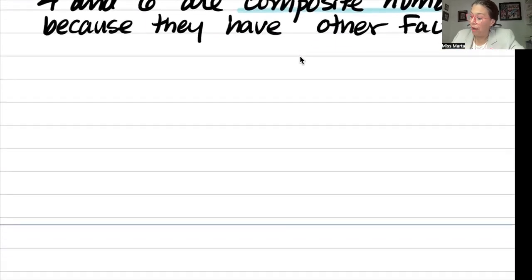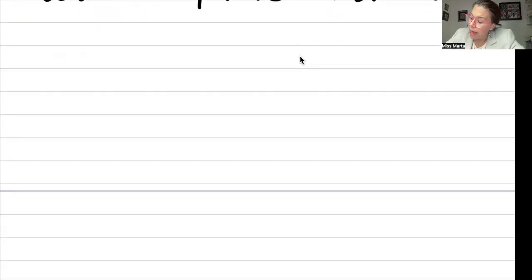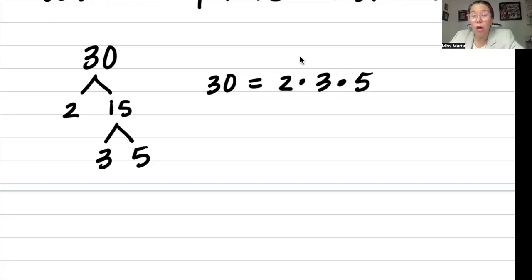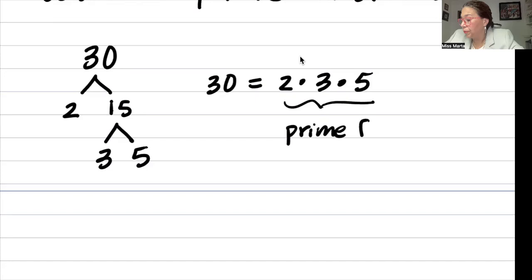Now, prime factorization, where does that begin? So let's say I have the number 30. Now 30, I can break it up into 2 times 15 and take that 15 and break it up into 3 times 5. So 30 equals 2 times 3 times 5. This is what's called prime factorization. I have created here prime factors of 30. And that's what it is.